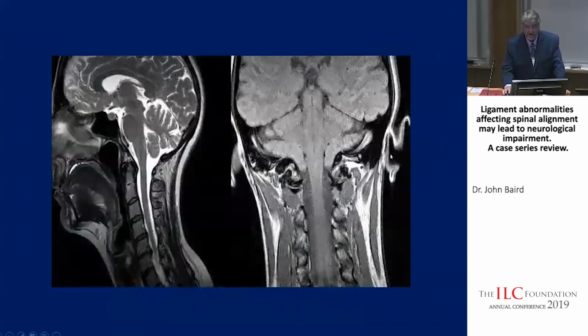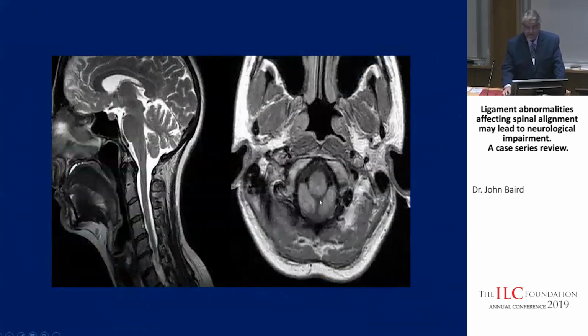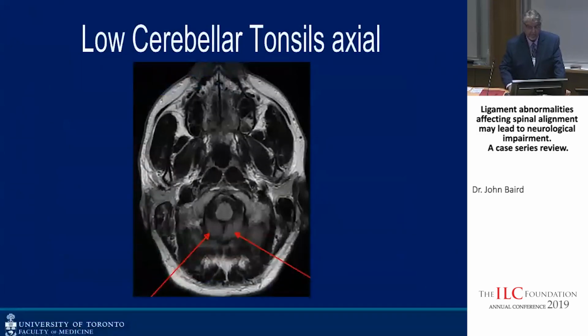But when we take a look at the coronal view, we can see that the cerebellar tonsils are below the foramen magnum and they're filling up the spinal canal. Same thing can be said on the axial view. The cerebellar tonsils are down here and they're blocking the flow of cerebral spinal fluid from out of the cranium. So we can find abnormal cerebellar tonsils on the axial view.